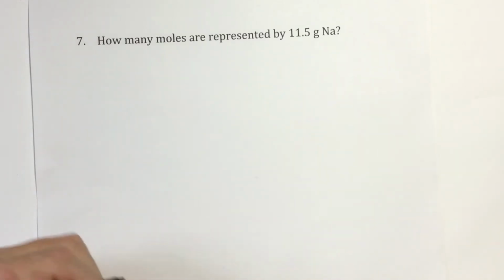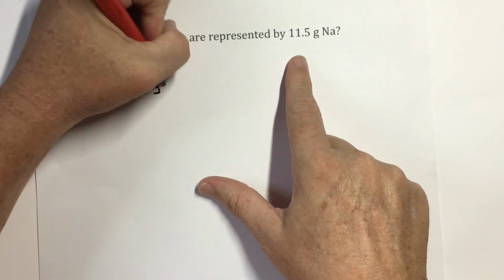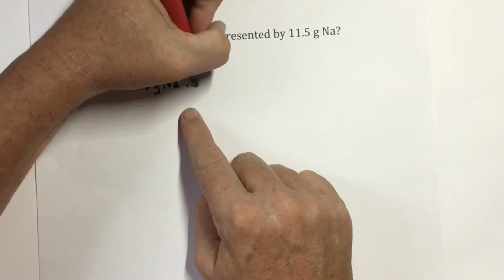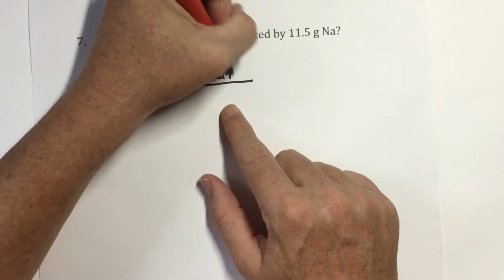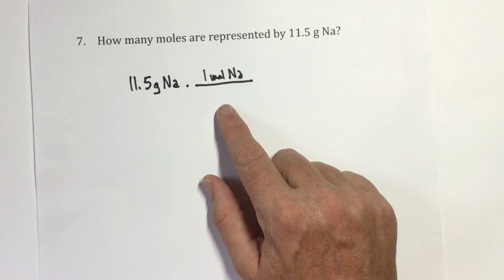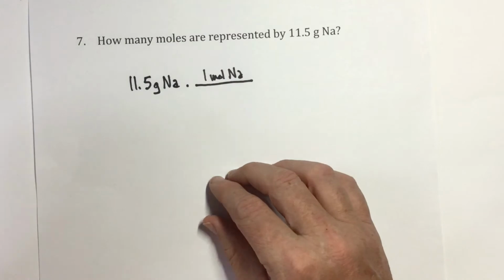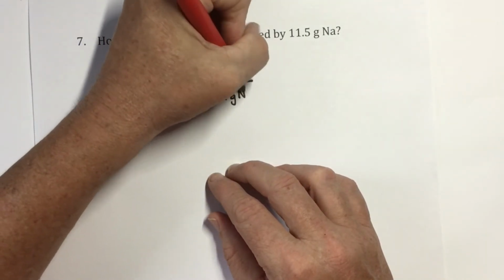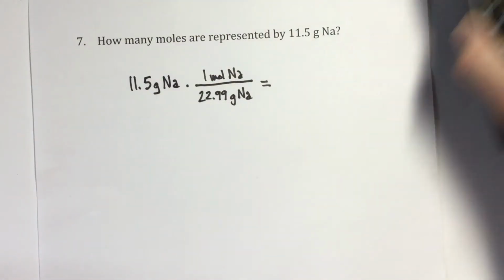How many moles are represented by 11.5 grams of sodium? All right, well, should be pretty straightforward, right? I'm going to start with 11.5 grams of sodium, and now I'm going to convert it to moles. Well, we know that 1 mole of sodium will be equal in grams to the atomic mass of sodium. What is the atomic mass of sodium? Why, it's 22.99. 22.99 grams of sodium. So I'll just equal that up there.